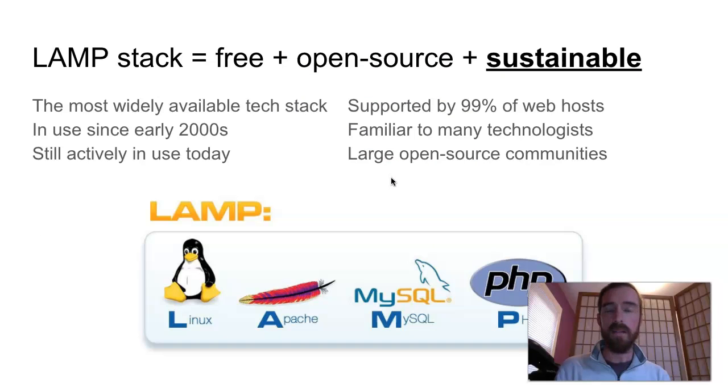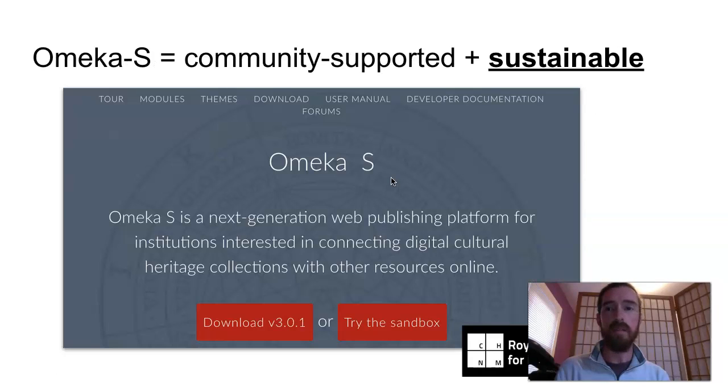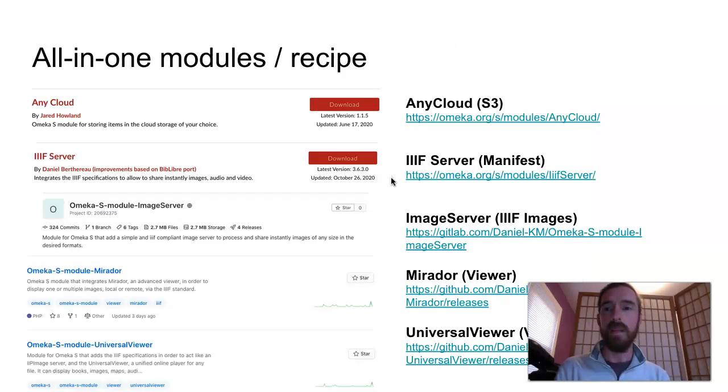We decided to focus on building within the LAMP stack. It's free, open source, and sustainable. And while there aren't many IIIF-enabled solutions out there compared to other technologies, there is one, the Omeka S platform, which is community supported, sustainable. It's been around for 10 years, and does have some of the core features of IIIF at this point.